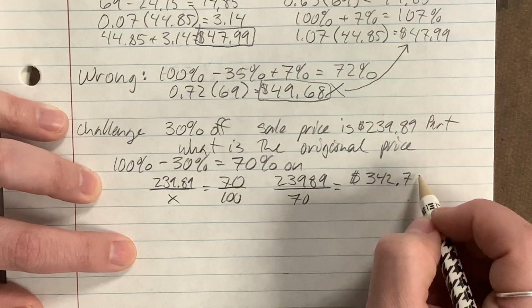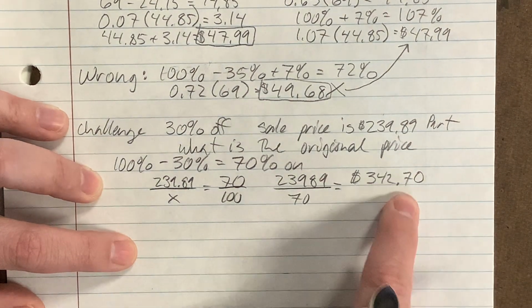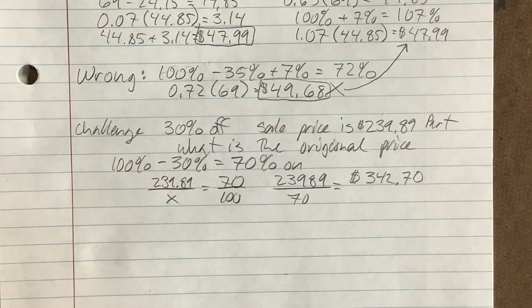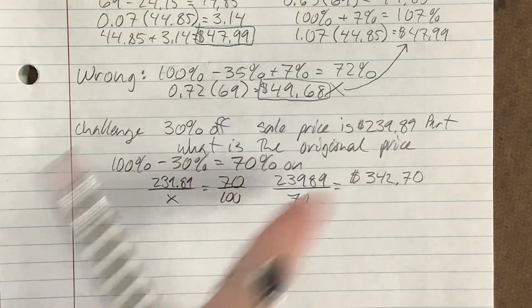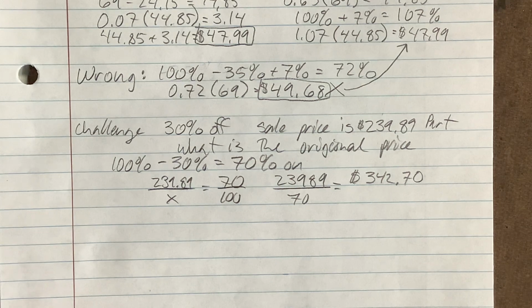And the original price is $342.07, but I'm not going to leave it there because we always want to have 2 decimal places for our monies. So that's a decent savings right there, friends. That makes you feel good. Okay? Let's try another backwards one.